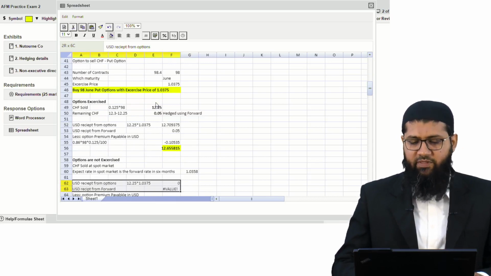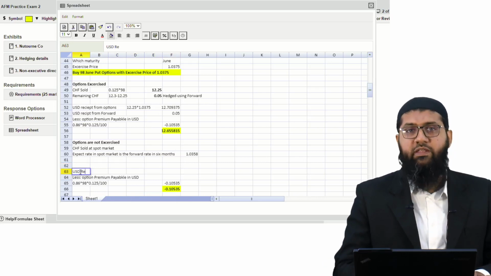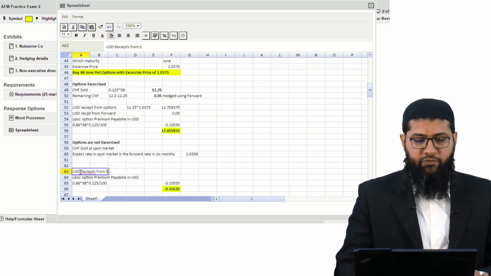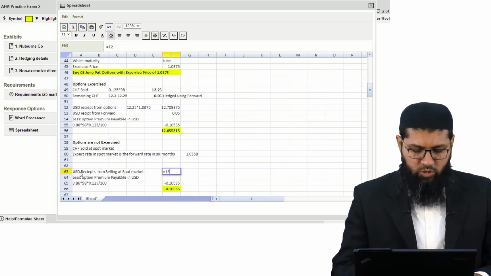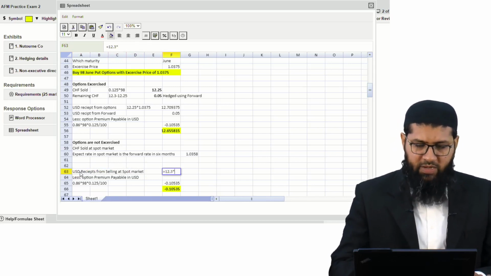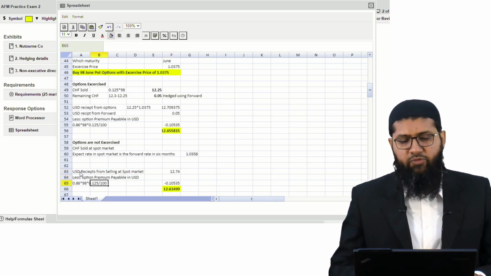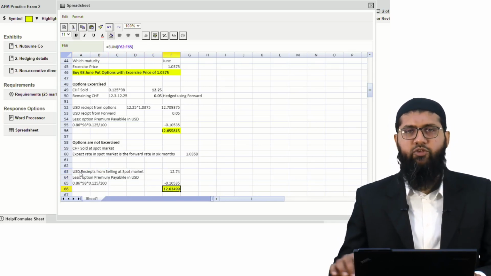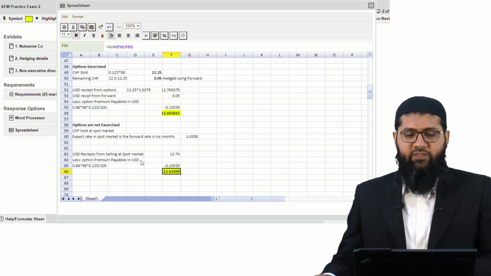So what actually happens is that the USD receipts from selling at the spot market will be equal to 12.3 multiplied by 1.0358, and then the option premium would be paid. So this is how it is going to work.